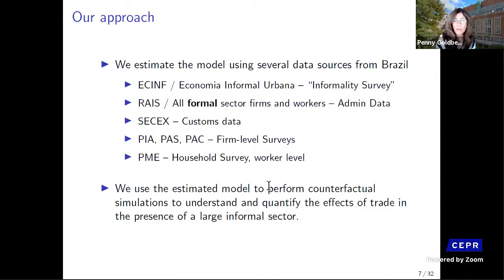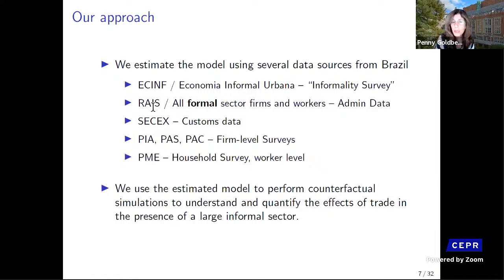Okay, so let me give you a very brief overview of the data sets. We have a total of 7 data sets we use. 5 of them focus on the formal sector. And these are the RAIS. This is a matched employer-employee data set that captures the universe of the formal sector in Brazil. This data has been used extensively in empirical work, so many of you may already know it.